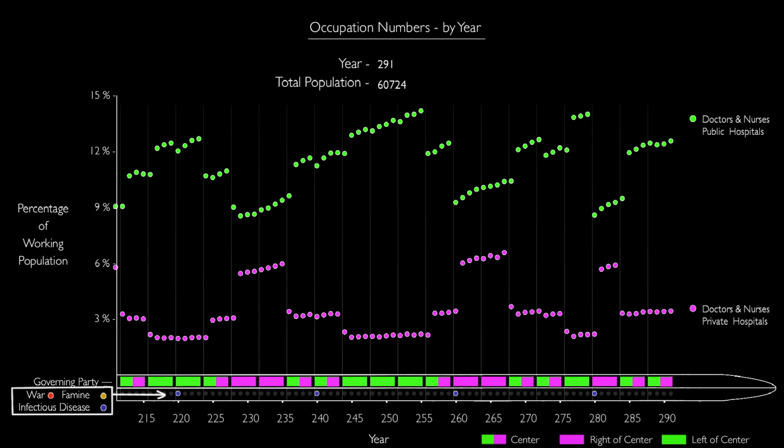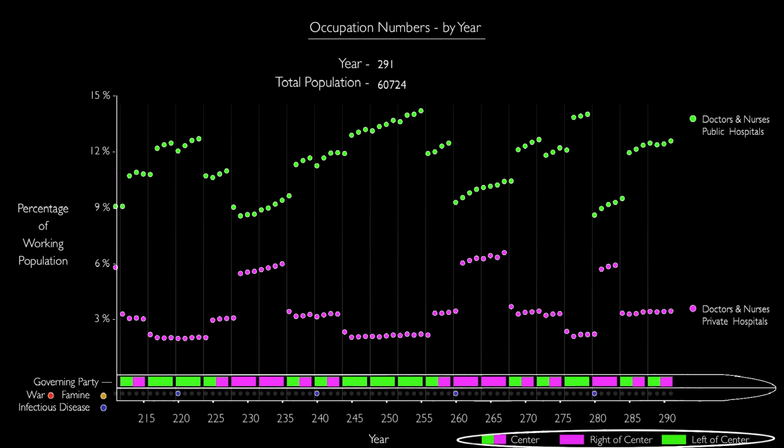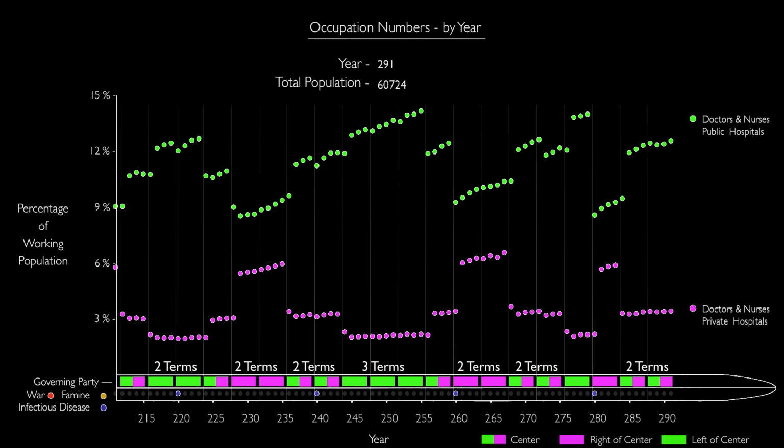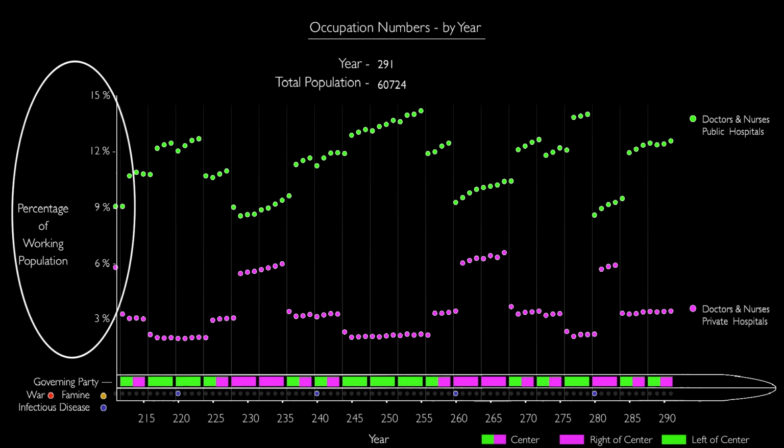Here we have the major events that have occurred during this time, from wars to famines and infectious diseases. Famines are very rare in modern cultures, but major infectious diseases continue to occur about every 20 years on average. Here we have which political party is governing the culture each election cycle, which will be either the centre party, or the right of centre party, or the left of centre, and the number of terms they win. And over here we have what type of occupation data the graph will be showing as a percentage of the total working population.